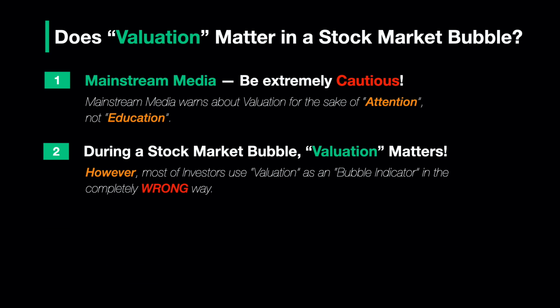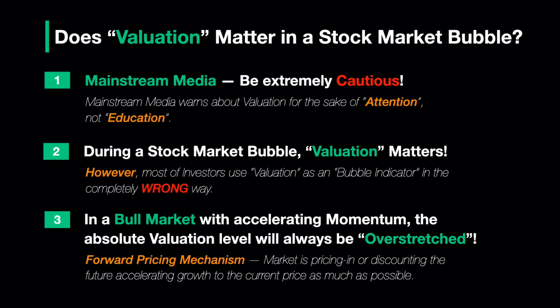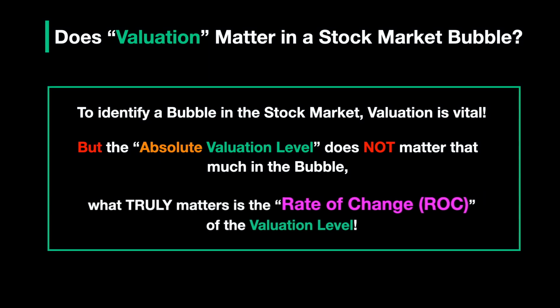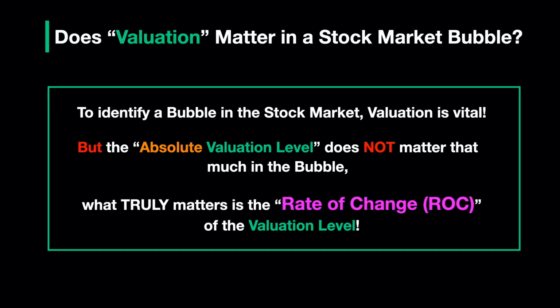Let me explain. During a healthy bull market, the absolute valuation levels will always be overstretched, which is completely normal, because this is exactly how a bull market works. It's the forward pricing mechanism that is trying to price in, by discounting, the near future accelerating growth as much as it can. If you understand this, then you will understand that in a stock market bubble, the absolute valuation level doesn't really matter. What matters is the rate of change of the valuation levels. This is extremely important.